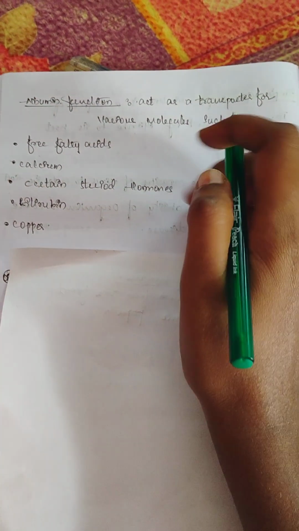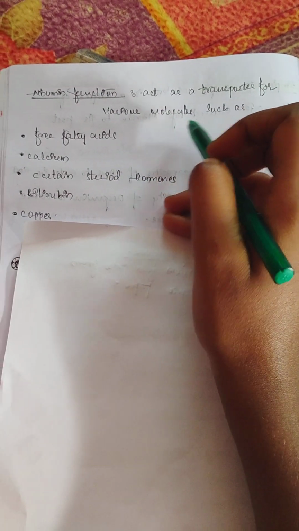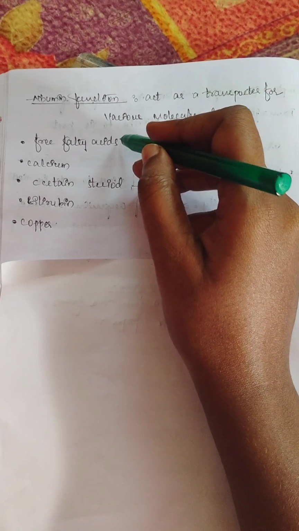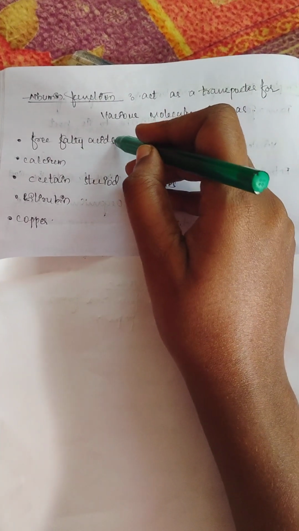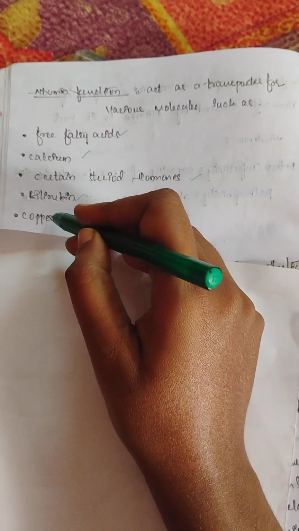And the functions of albumin is it acts as a transport for various ions or molecules, like free fatty acids, calcium, certain steroid hormones, bilirubin and copper.